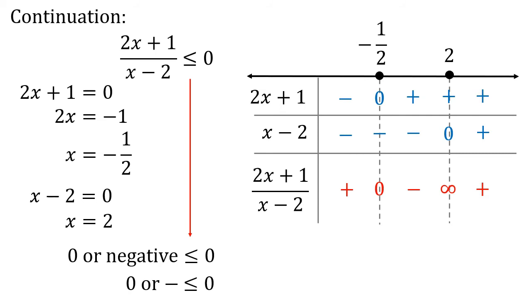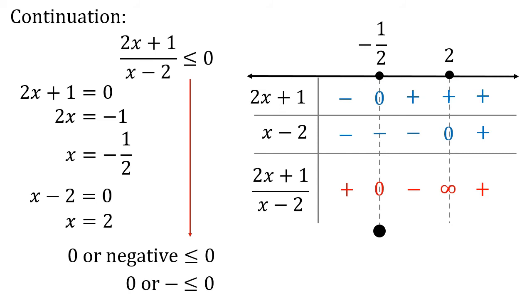Okay? So since we have 0 here, we have obtained 0. 0 is included. So if not included, we're going to use hollow. So we're going to use a solid dot or circle because 0 is included. And then 0 or negative. So where's that negative? There. Okay. So we're not going to the left because those are positive. Okay. So between negative 1/2 and 2.